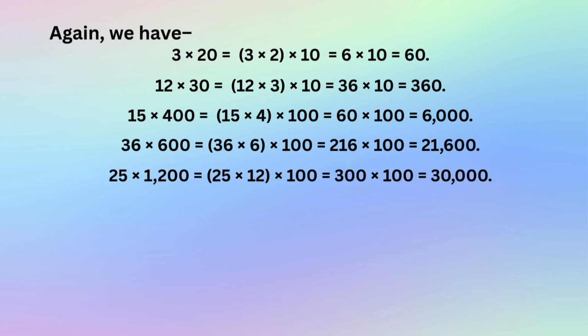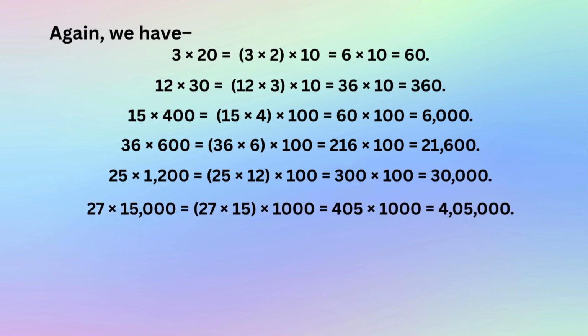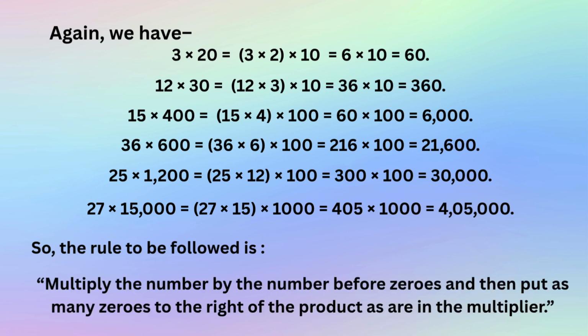25 times 1,200 equals 25 times 12 times 100 equals 300 times 100 equals 30,000. 27 times 15,000 equals 27 times 15 times 1,000 equals 405 times 1,000 equals 4,05,000. So, the rule to be followed is: multiply the number by the number before the zeros and then put as many zeros to the right of the product as are in the multiplier.